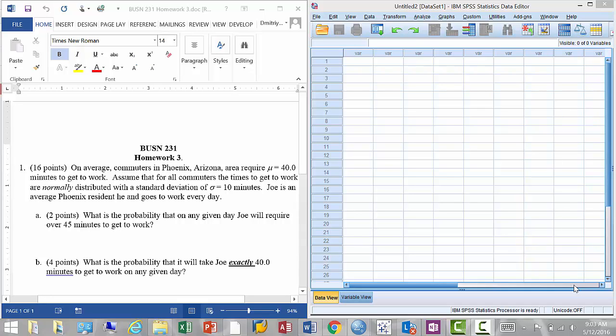All right, homework number 3. Let's do the homework first. Everybody sent me the files with the homework, right? Okay, good.